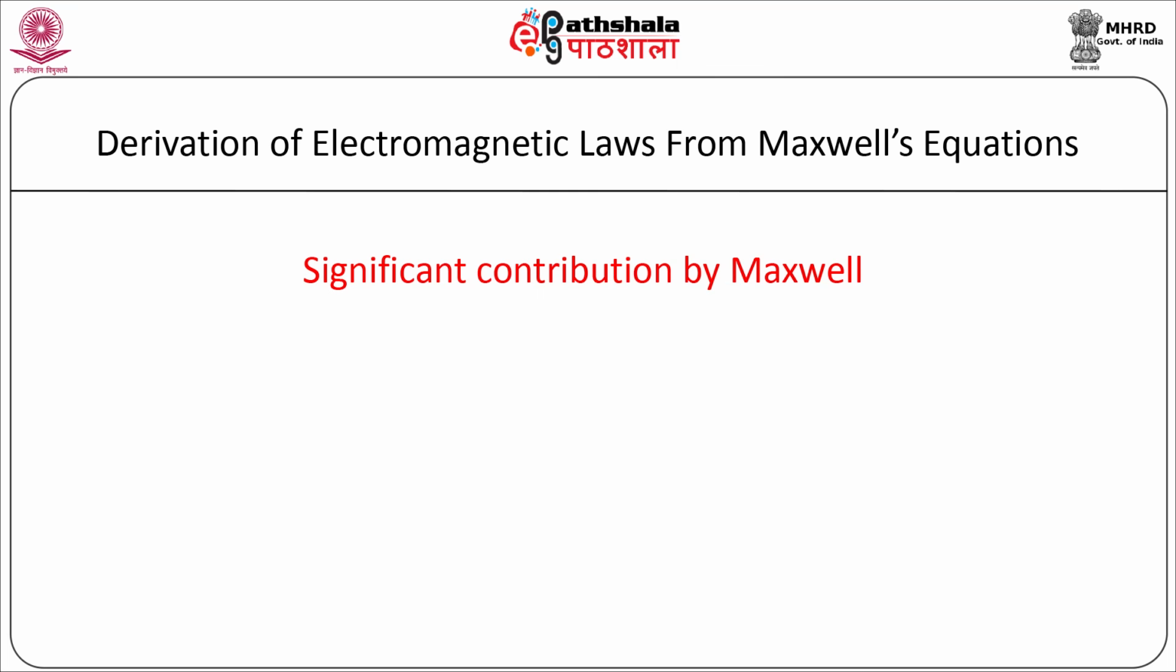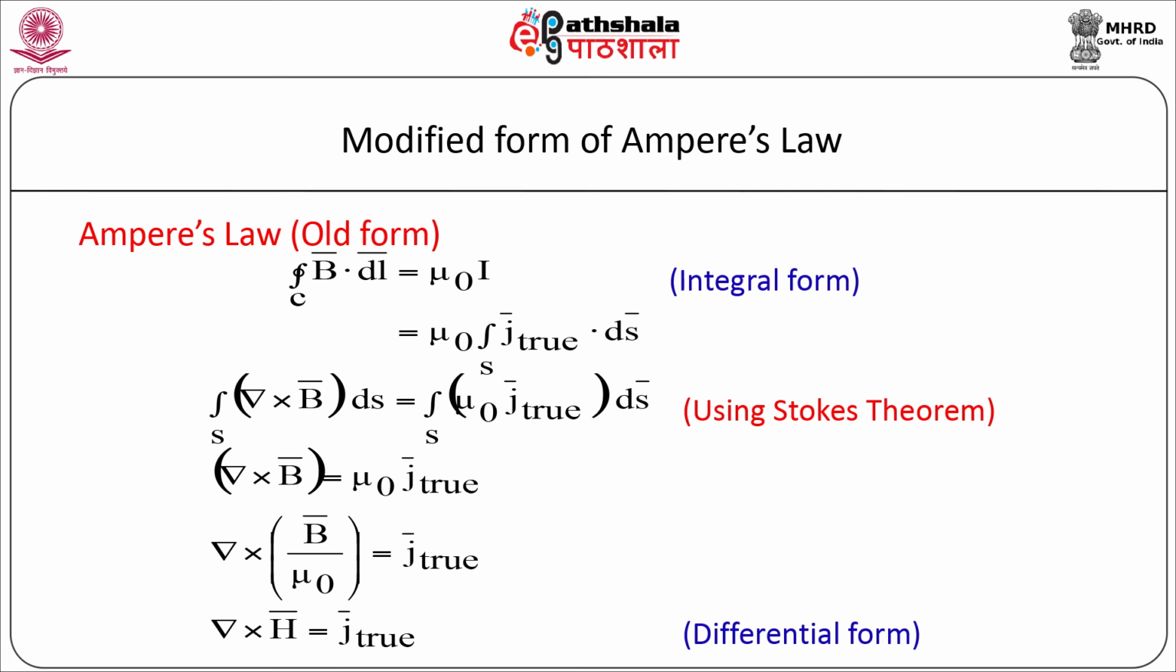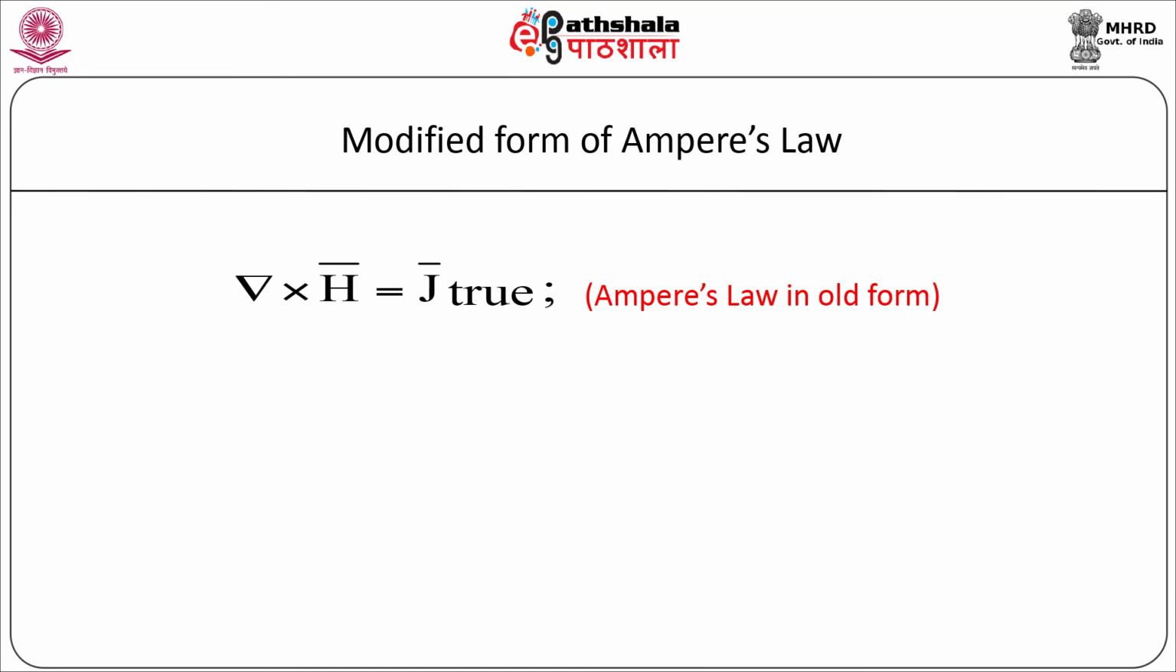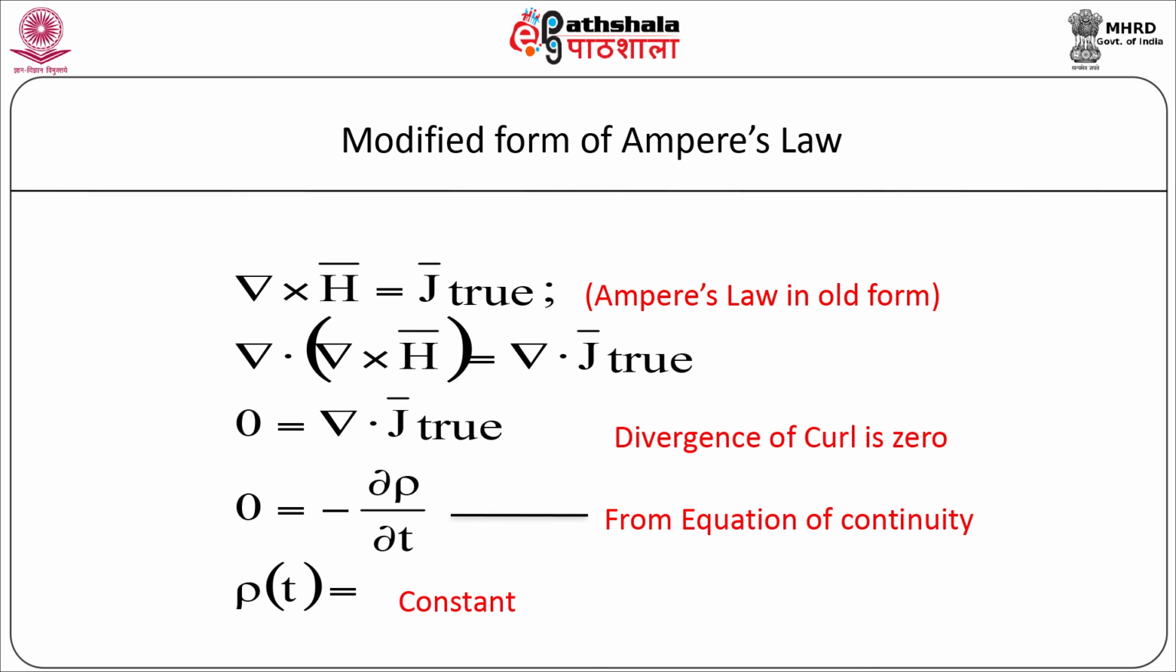The significant contribution by Maxwell is the modification in the old form of Ampere's law with an addition of the term dabba D bar by dabba t known as displacement current. Ampere's law in its old form can be written in differential form as del cross H is equal to J, where J is the true current density. It can be shown that the law is applicable only for time independent charge densities. In simple words, Ampere's law in this form can be used only for stationary currents. It cannot be used for time varying currents.